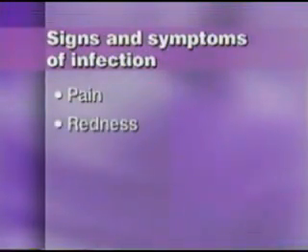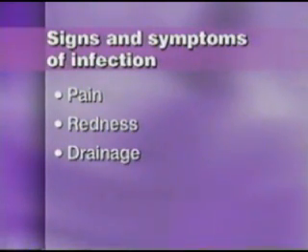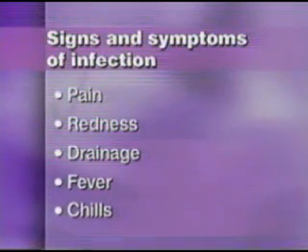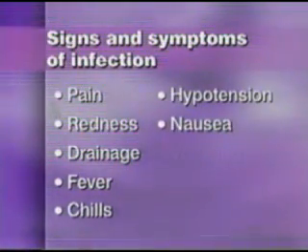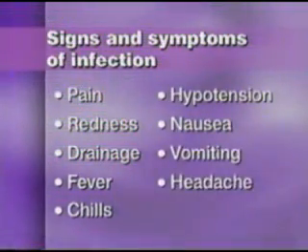Infection is another possible complication of any central venous access device. Usually it relates to aseptic technique, the length of time a catheter or VAP is in place, the number of times the catheter or VAP is accessed, or the process of routine care. Infection is characterized by pain, redness, or drainage at the insertion site. The patient may also have a fever, chills, hypotension, nausea, vomiting, or a headache.